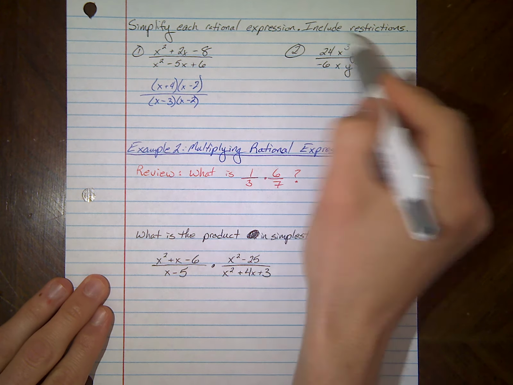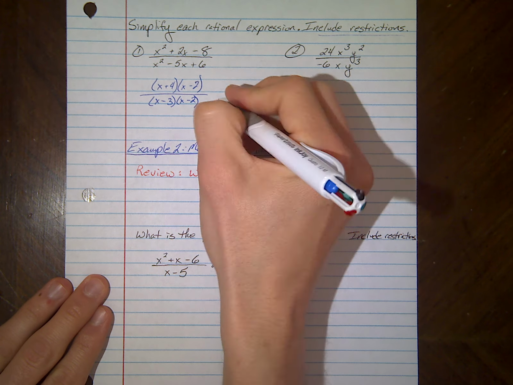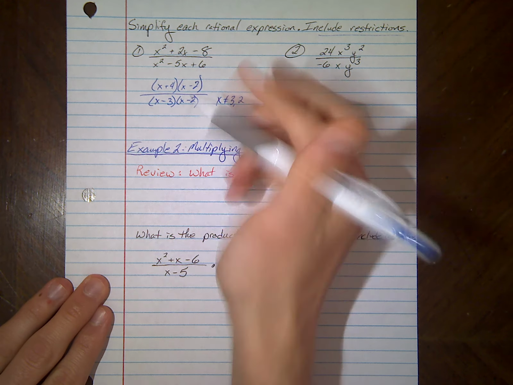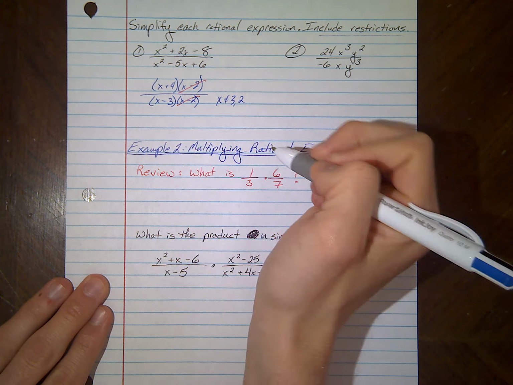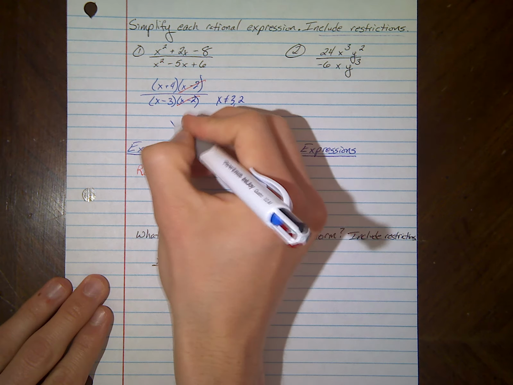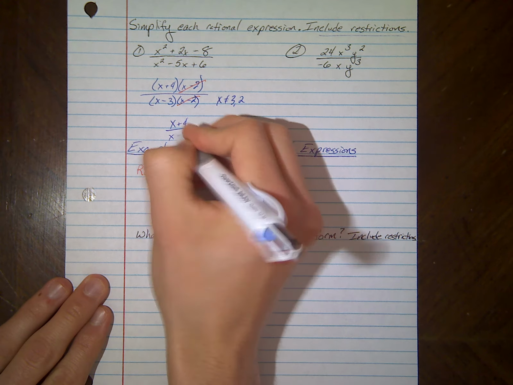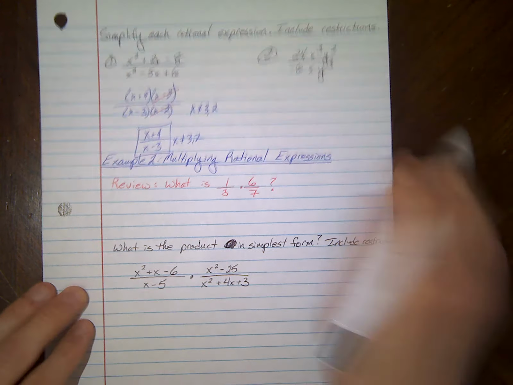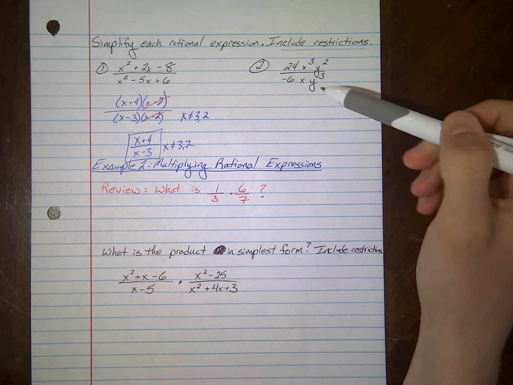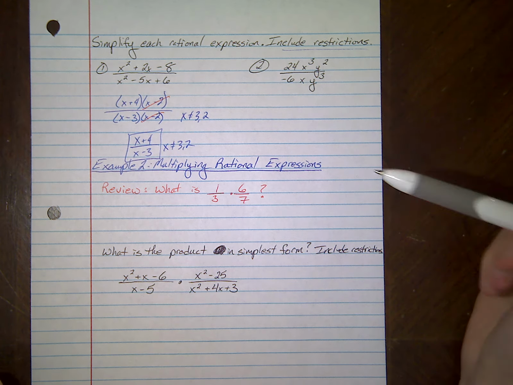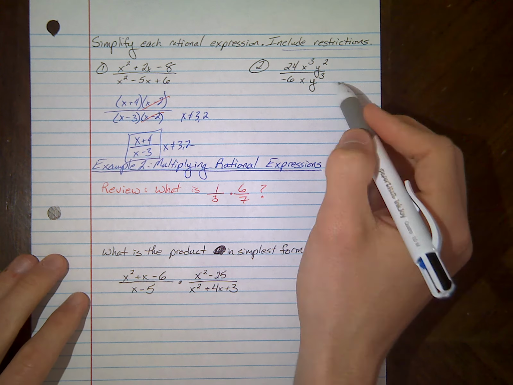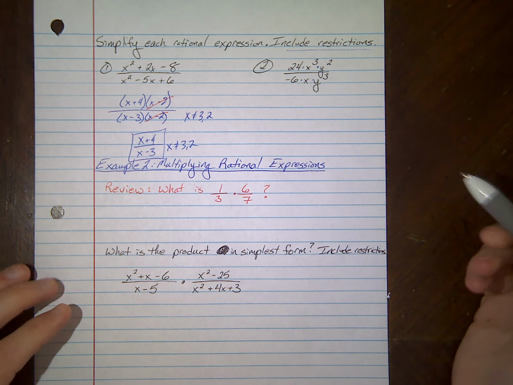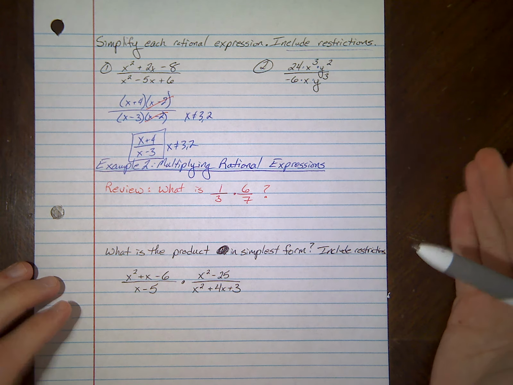Again, include the restrictions. Before you cancel, x can't equal 3 or 2. Now you cancel, you see how you have an x minus 2 in both, and then you just rewrite what you have: x plus 4 over x minus 3. And then right next to it, write x can't equal 3 or 2. When you're not dealing with a quadratic binomial or trinomial and you just have things being multiplied, remember the fraction problem: you can cancel things that are being multiplied.